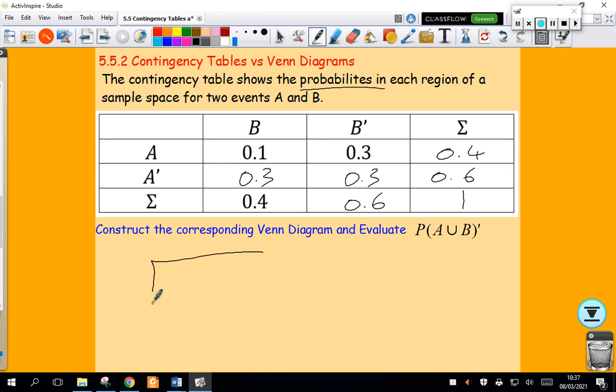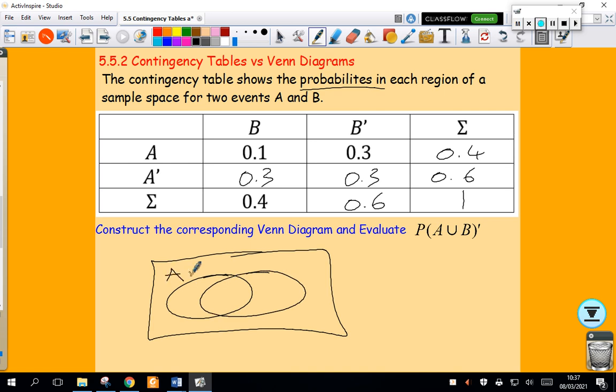Venn diagram, box with 2 loops, events A and B, sample space, the sum of all the probabilities in a sample space must be 1. And again, I'm going to focus in on this 0.1, that's the intersection. I'm going to focus in on this 0.3, that's the complement of the union. And then I'm going to look at in A but not in B, that's 0.3. And then finally in B but not in A, that's 0.3 out there.